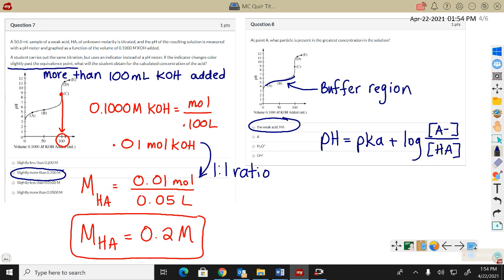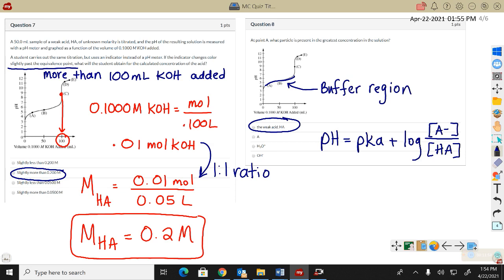The student carries out the same titration but uses an indicator instead of a pH meter. Fine. If the indicator changes colors slightly past the equivalence point, so maybe they used the wrong indicator and it turned colors a little bit too late in the titration, which means then that if I went past the equivalence point, too much base has been added. Oh boy. What will the student obtain for the calculated concentration of the acid?